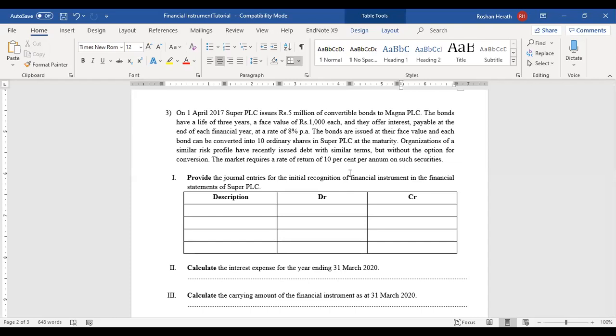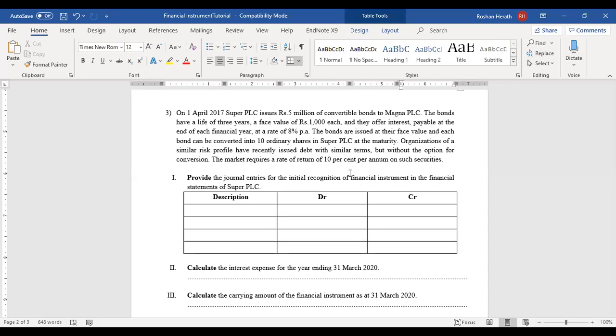Organizations of a similar risk profile have recently issued debt with similar terms. So an organization from the same industry, with a similar risk profile, has issued debt with similar terms, but without the option for conversion. The same instrument, except for the conversion option. The market required rate of return is 10% per annum on such securities.